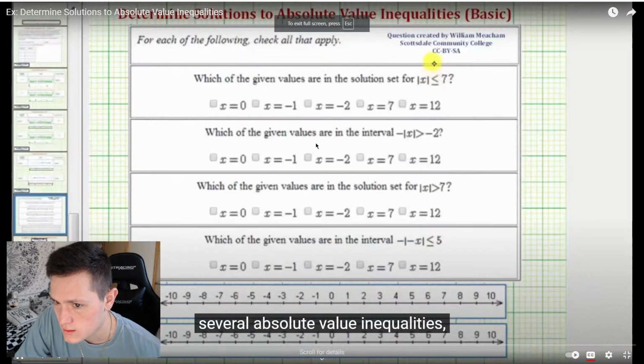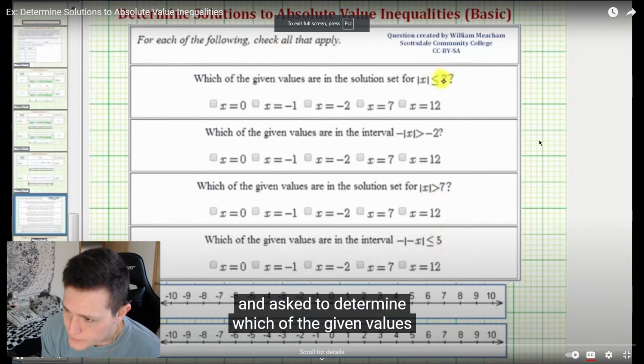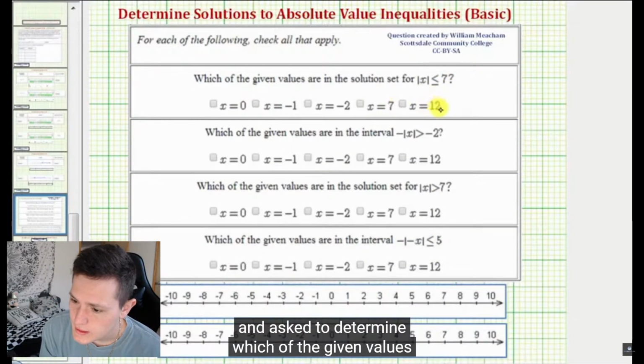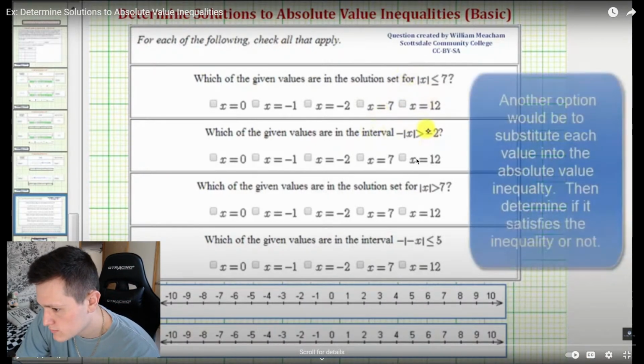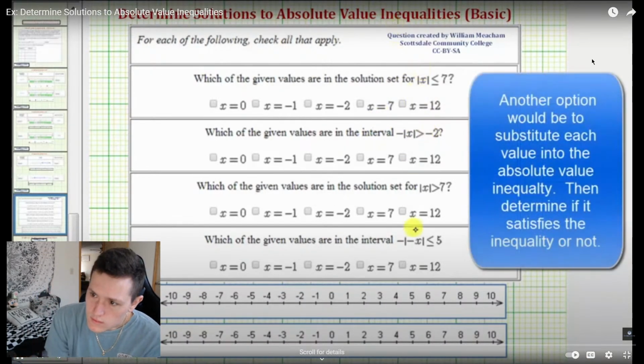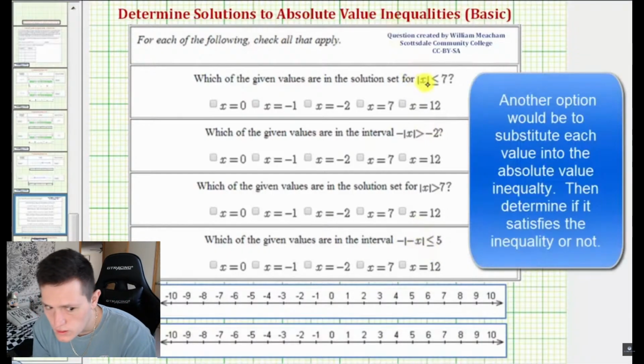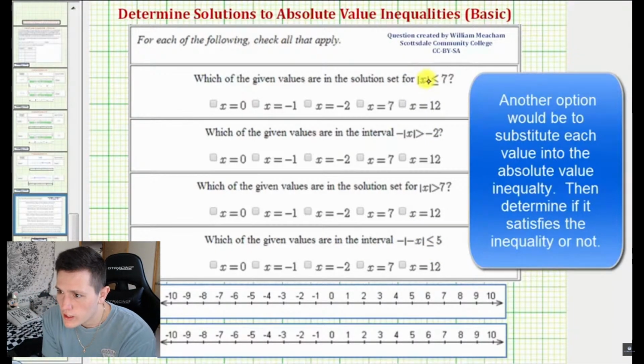We were given several absolute value inequalities and have to determine which of the given values are in the solution set or in the interval. We'll be answering these questions graphically. Remember, the absolute value of a number is a number's distance from zero.